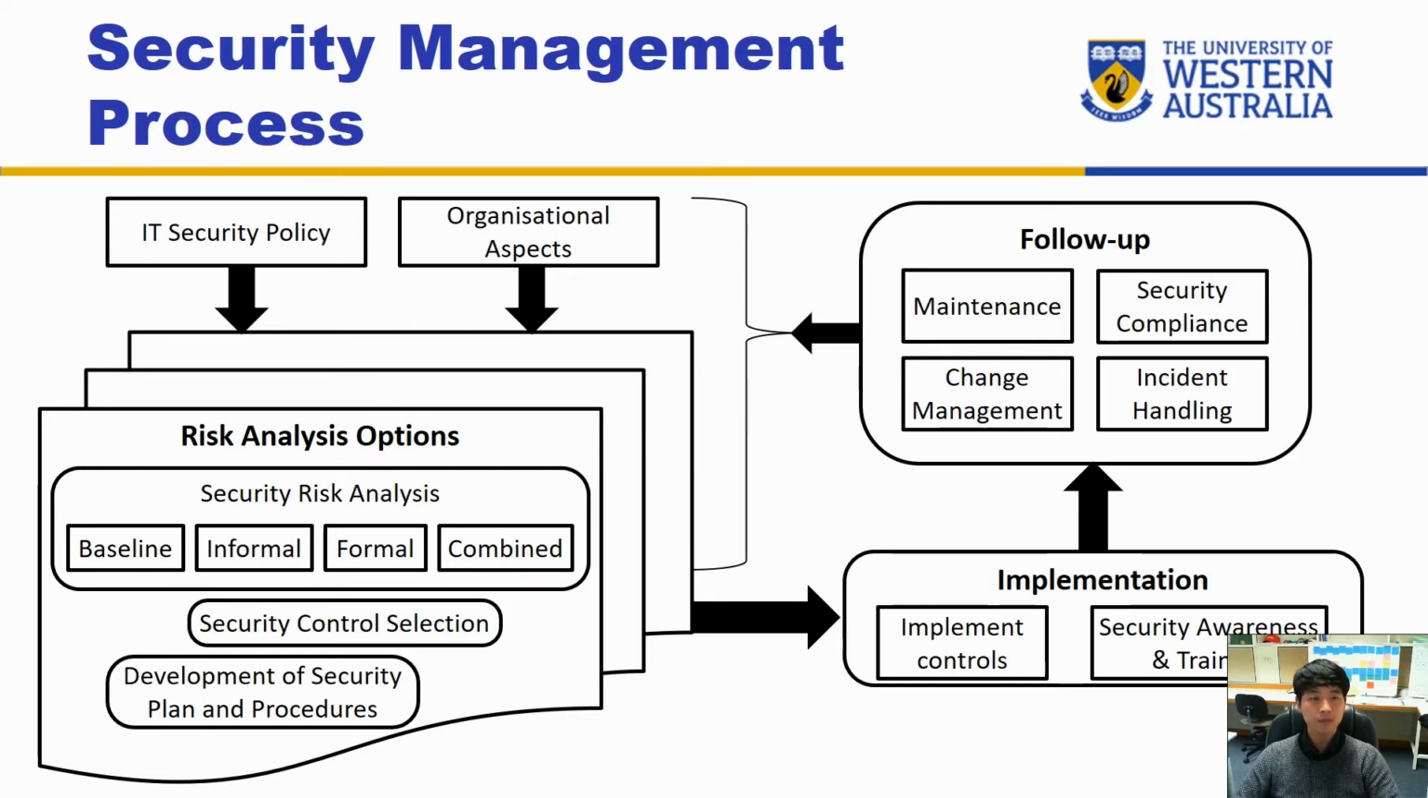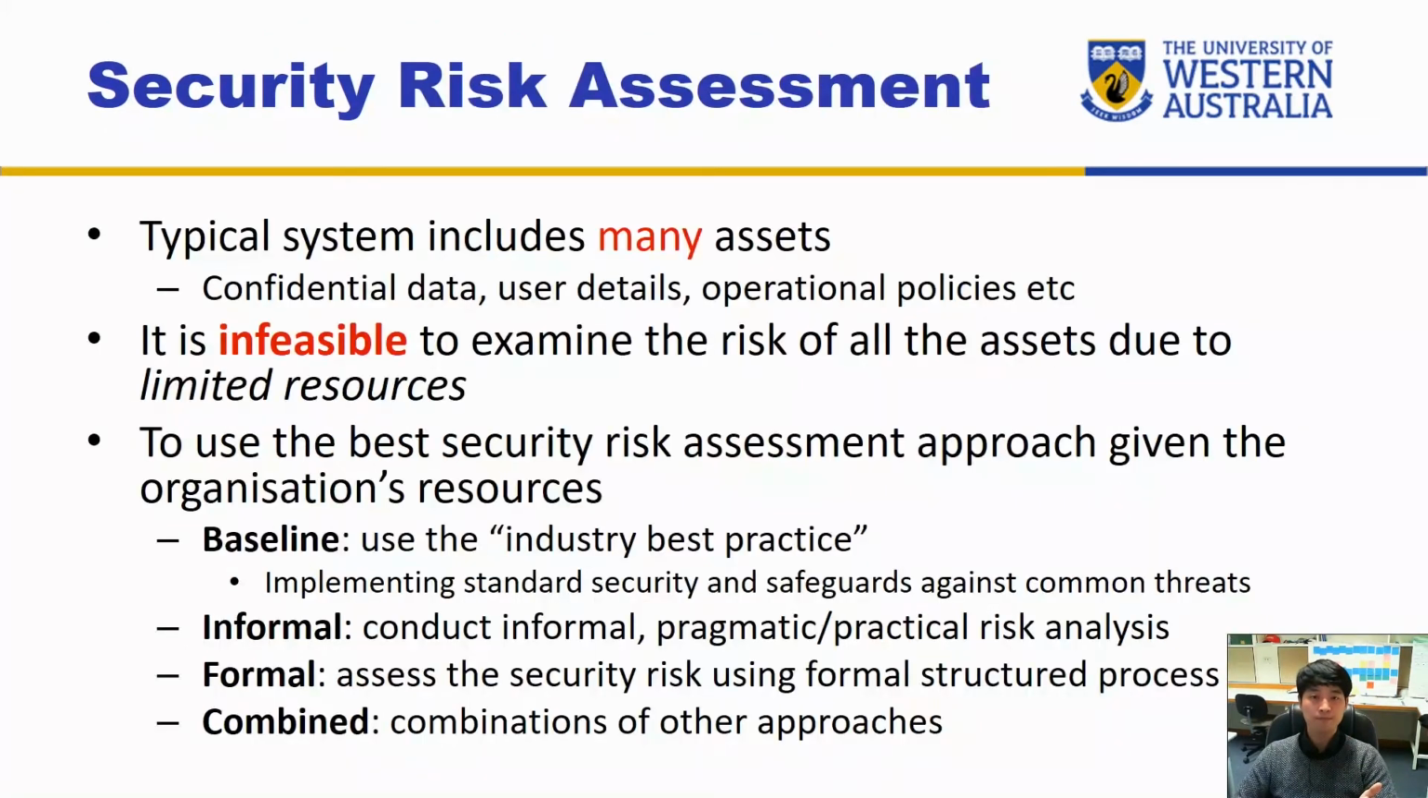Okay, so why is this cycle needed? Well, if you think about this, a typical system includes many assets. Okay, so not just a small home network, but if you think about an enterprise or larger size, even at university, we have a lot of different accounts, roles, systems, and so forth. There are a lot of different assets that we need to take care of. Okay, and because of the complexity and the size, it is quite infeasible to examine the risk of all the assets due to the limited resources and time. Okay, so this can be monetary, time, as well as expertise and so forth.